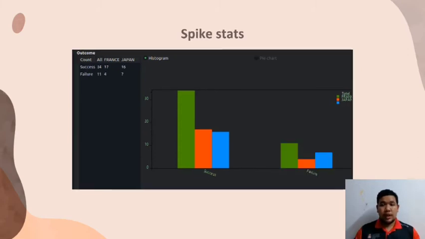Next is spike. We can observe that there were 34 successful spikes performed in the first set. France made 17 successful spikes while Japan made only 16. But France had fewer unsuccessful spikes, which is 4, while Japan had 7 unsuccessful spikes.